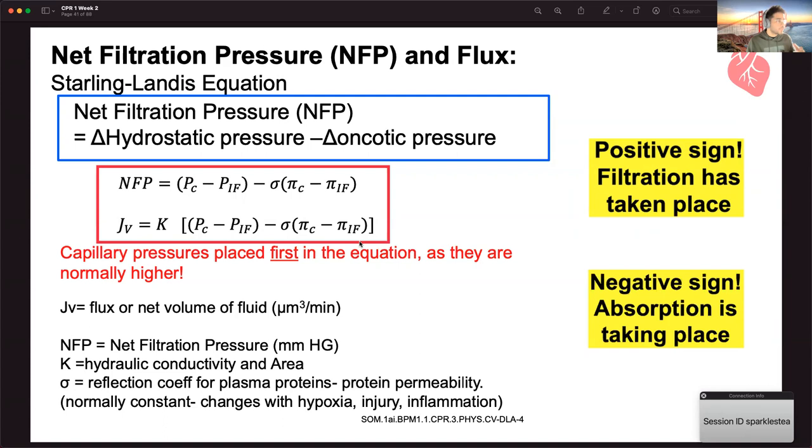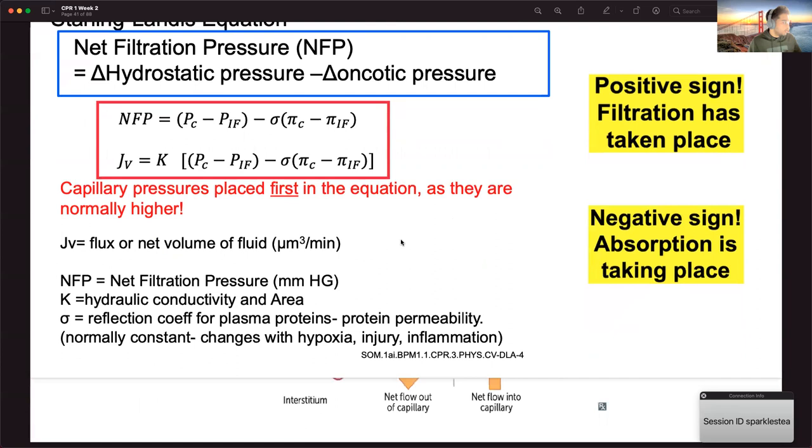What you need to know is you have to practice these questions. You were assigned practice questions in your Sakai material, so make sure you do those, and they will ask you to calculate those. What you need to know generally is that a positive sign means filtration has taken place, whereas a negative sign means absorption has taken place. If you know that, you're going to be pretty solid on these. A lot of people were able to calculate this, they just weren't able to define what was happening. Is more fluid going out or more fluid coming into the capillaries?